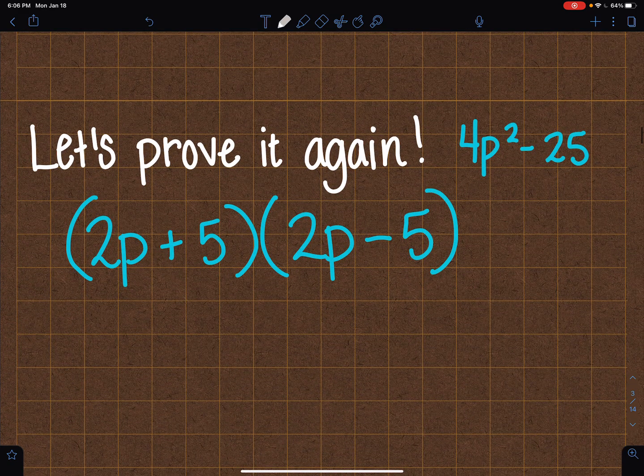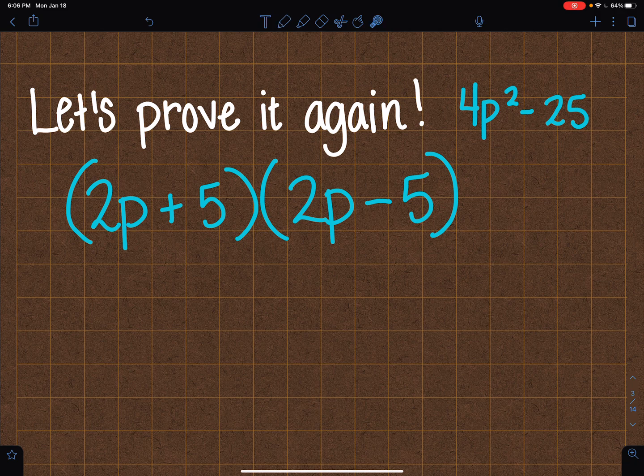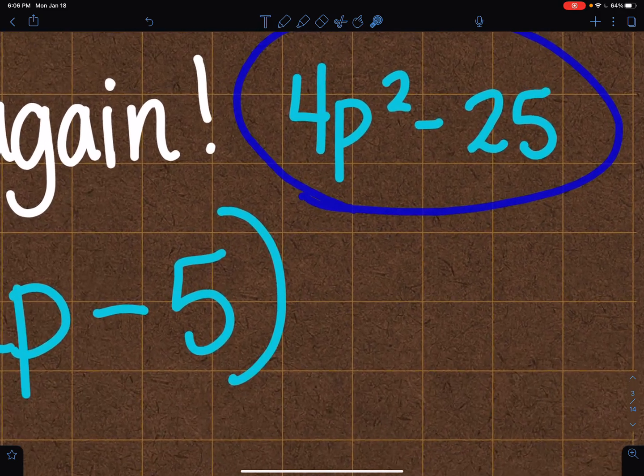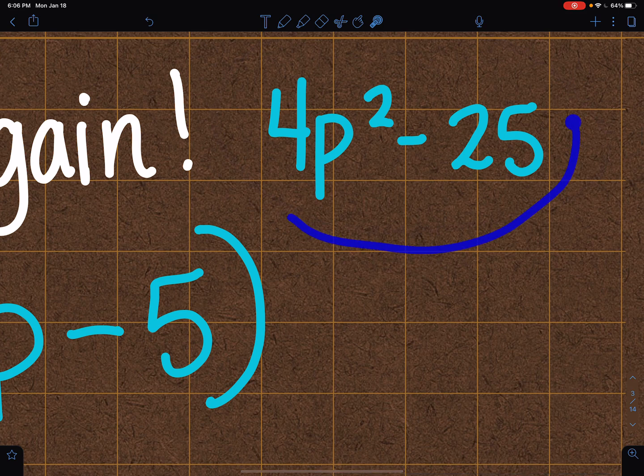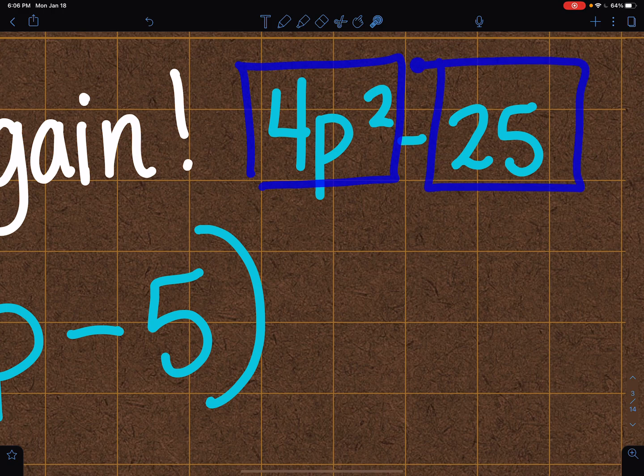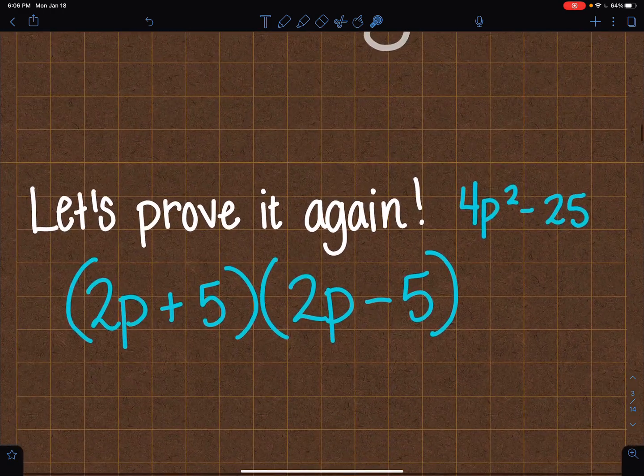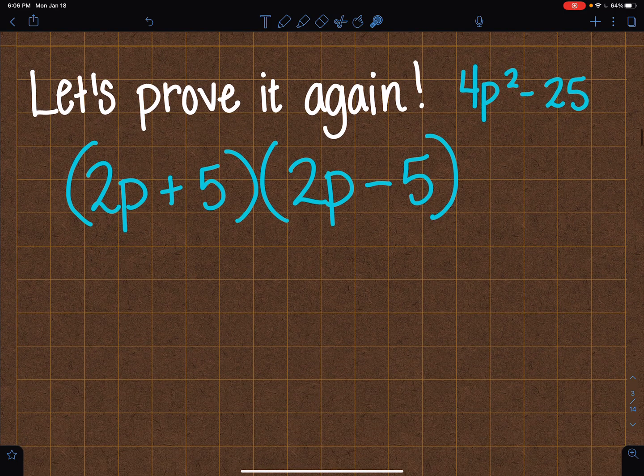Oh, let's prove it again because that was just so much fun. All right, so here's what we started with. This is the second term we looked at, 4p squared minus 25. Again, the difference of two perfect squares right there. Square minus square, so we can take the shortcut. The shortcut is take the square root of each one, 2p there, and the square root of 25 is 5, and you put a sum and then a difference. 2p plus 5, 2p minus 5. Okay, so that's the shortcut, but let's prove that when you multiply this out, you get this.